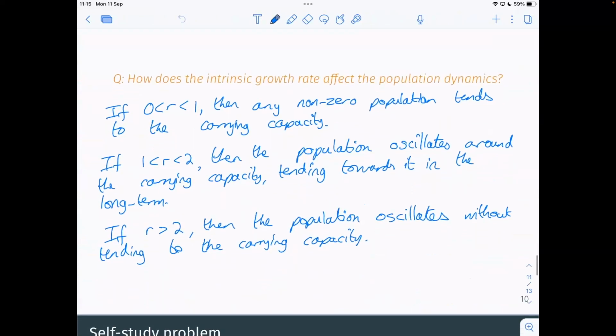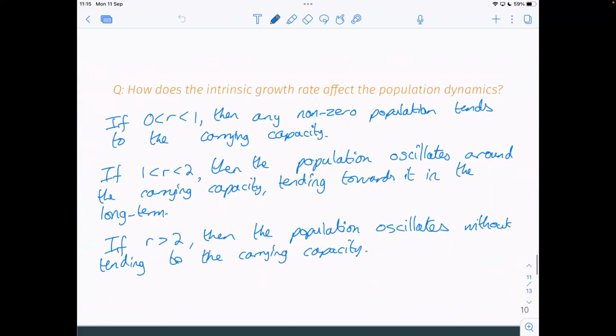Here we are. So what do we have then? If that R is between 0 and 1, so if we have a relatively low intrinsic growth rate, remember this R is just the difference between births and the density independent deaths. So this is saying there's not a big difference between individuals being born and the rate at which they're dying, at least in that intrinsic death rate. What this says is it's monotonic stable, so that means that any non-zero population will tend towards that carrying capacity K.